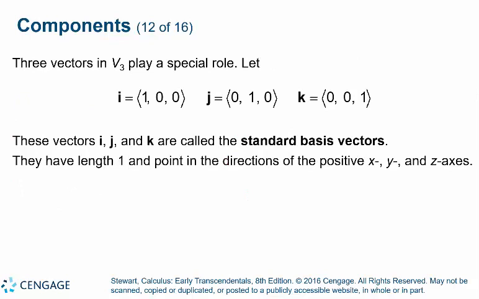All right. Next, I want to talk about 3 vectors in V3 that play a special role. They're the vectors i, j, and k, and these are what are called standard basis vectors. So these are vectors that have length 1 and point in the direction of the positive x, y, and z axes. So vector i points along the x-axis, vector j points along the y-axis, and vector k points along the z-axis.